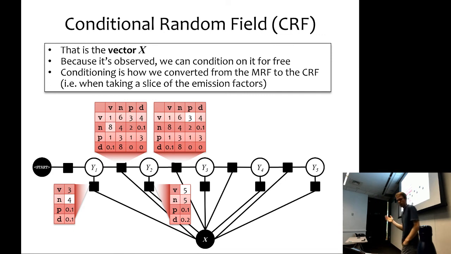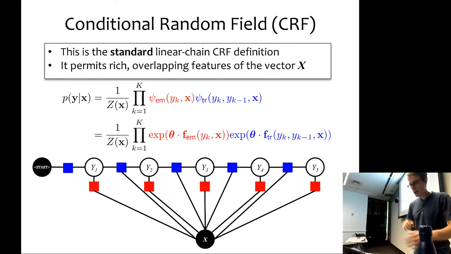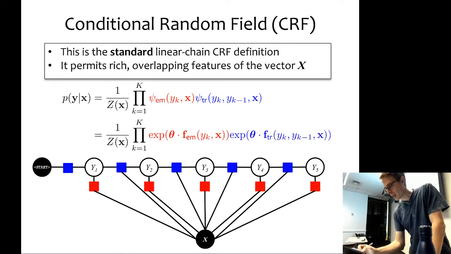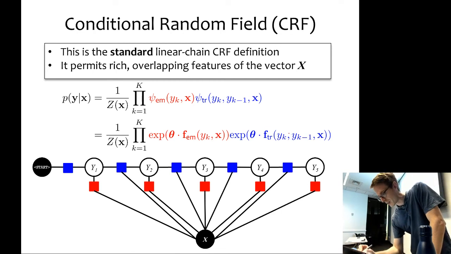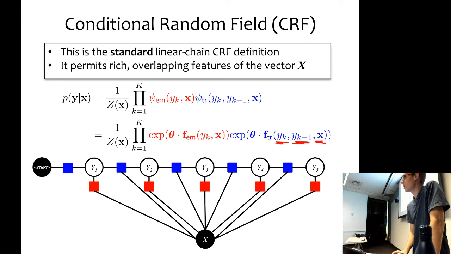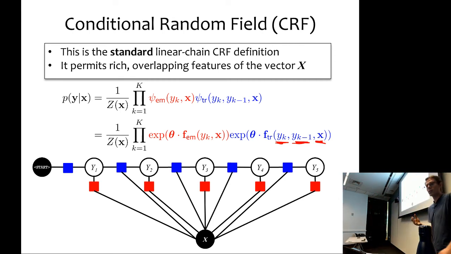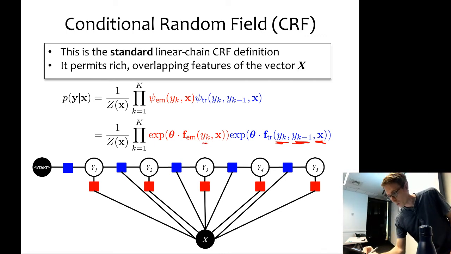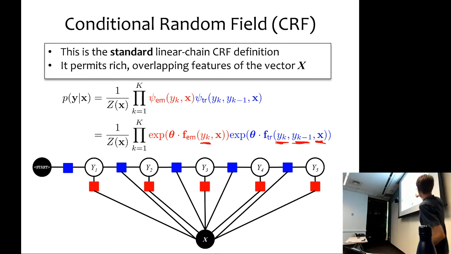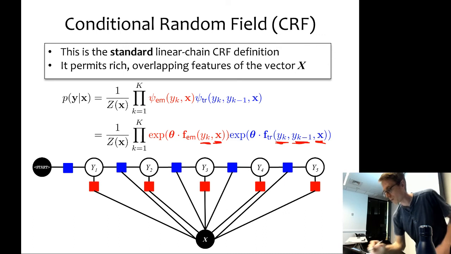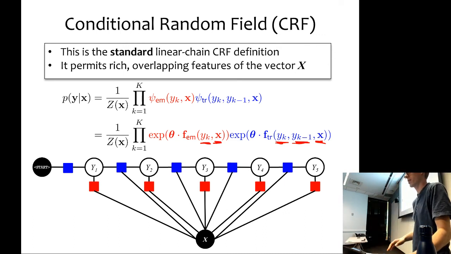And so we can now essentially just rewrite what we just had before and say, okay, this transition factor is going to depend on that pair of tags, but it's also going to look at all of x. Suddenly the features that you define can look at any part of the sentence. They're not just restricted to that pair of tags. Likewise, if you define an emission factor that looks at the current tag and all of x, it can have arbitrary features that look at any word in the sentence.